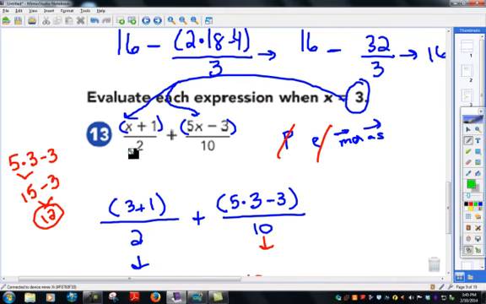To type this into your calculator would be parenthesis 3 plus 1, end parenthesis, divided by 2, plus, parenthesis, 5 times 3 minus 3, parenthesis, divided by 10.